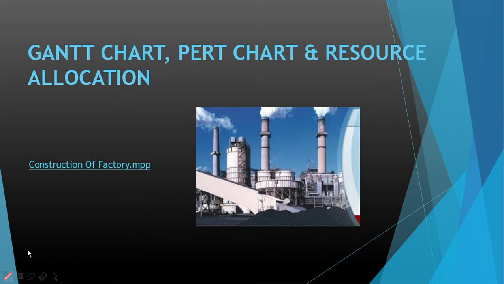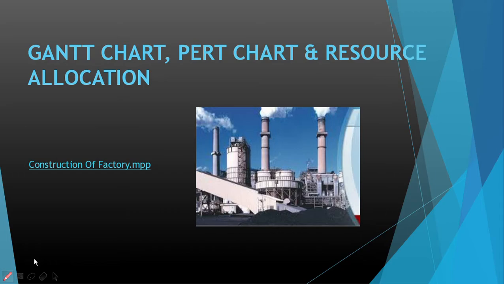PERT is an acronym for Program Evaluation and Review Technique. A PERT chart is a project management tool used to schedule, organize and coordinate tasks within a project. PERT is a method to analyze the tasks involved in completing a given project, especially the time needed to complete each task and to identify the minimum time needed to complete the total project.